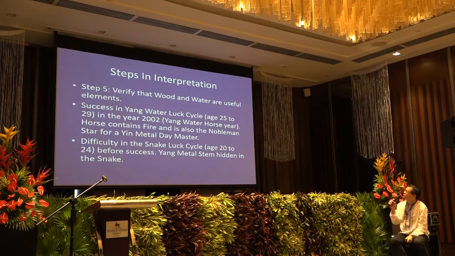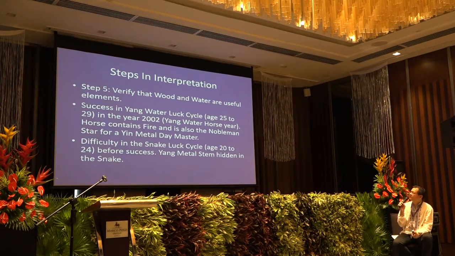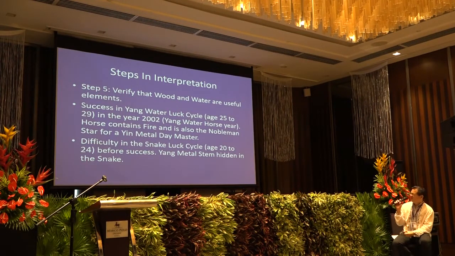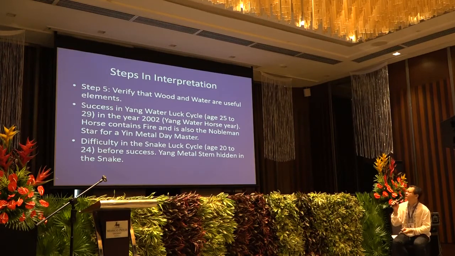Right, verify that wood and water are useful elements. So he had success in the yang water luck cycle, age 25 to 29, in the year 2002, yang water horse year. So the horse contains fire, and it is also the nobleman star for a yin metal day master, or Guiren. So the difficulty in the snake luck cycle, age 20 to 24 before success, because for those of you who are familiar with the hidden stems, there is a yang metal stem hidden in the snake, or Si. So basically, I think the life events do play out. Let's have a look.